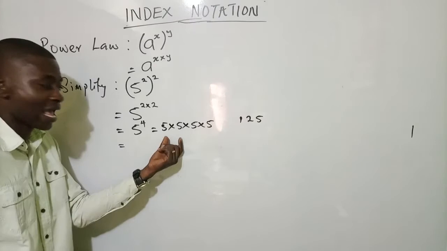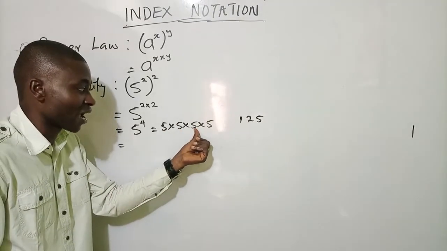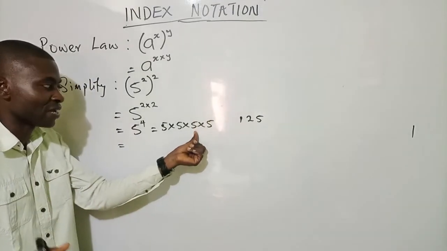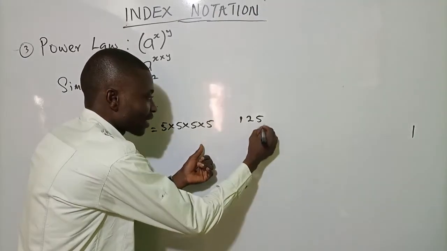So let's take it together. I've taken these 2 now. 5 times 5 is what? 25. 25 times 5 is what? 125. Now 125 times the last 5. Now let's do it together so that you understand. So 125 times 5 now.